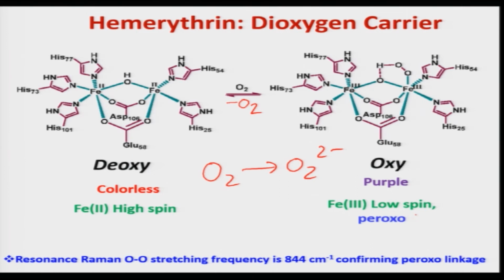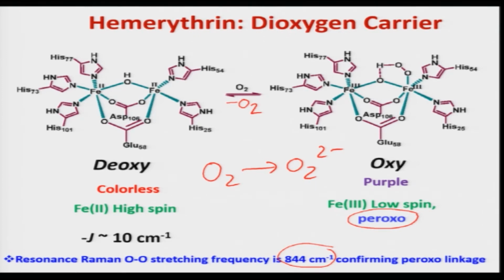So, this peroxo coordination in oxy-hemerythrin is further confirmed using the resonance Raman stretching frequency of dioxygen, which gives a value of 844 cm⁻¹, and thus confirms the peroxo linkage between the two diiron centers in oxy-hemerythrin.